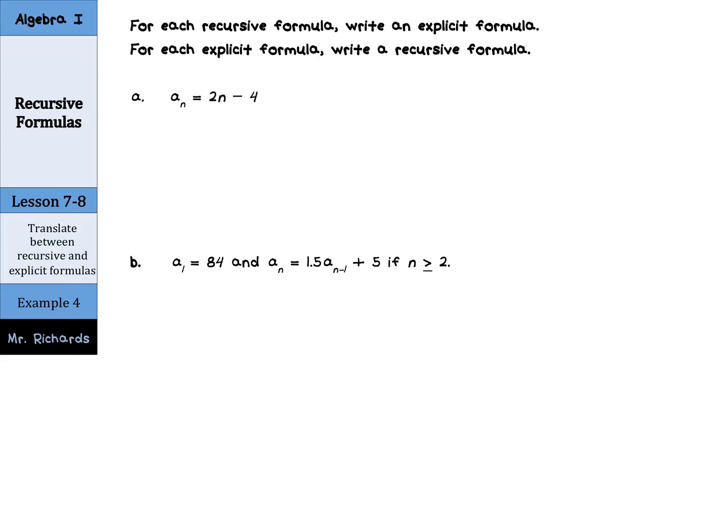In example 4, for each recursive formula, write an explicit formula. For each explicit formula, write a recursive formula. Well, since we're already at an and not this whole first term and an business, we already have, right now, an explicit formula. So we need to take this from explicit to recursive. Now, explicit formulas can be either geometric or arithmetic. The geometric ones had the exponent to the n minus 1 power. So this is simply arithmetic right now.